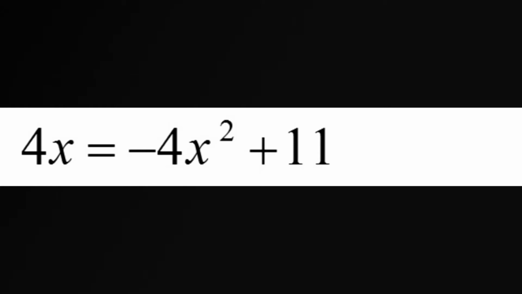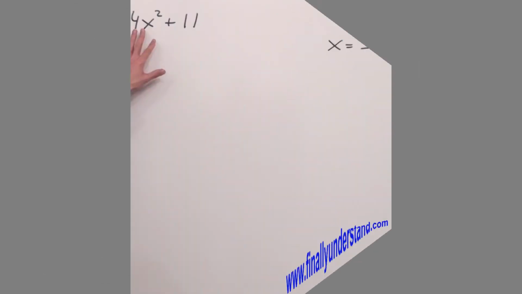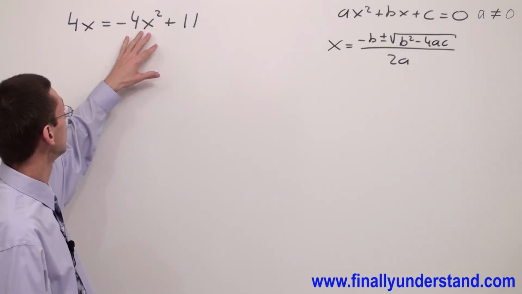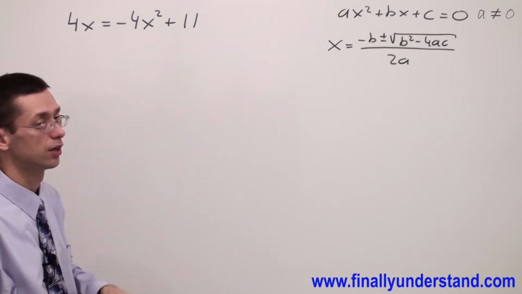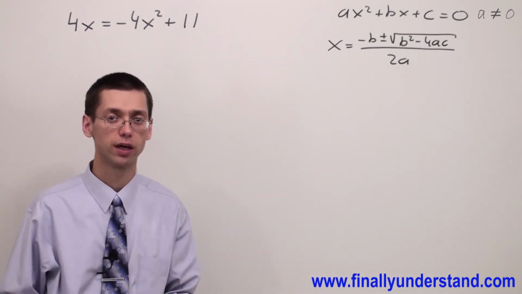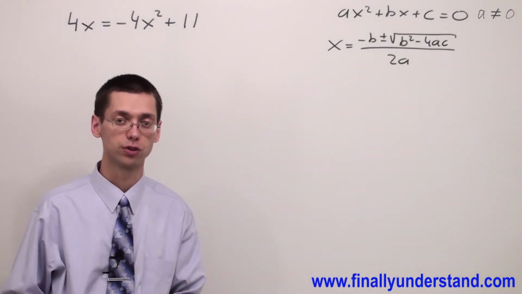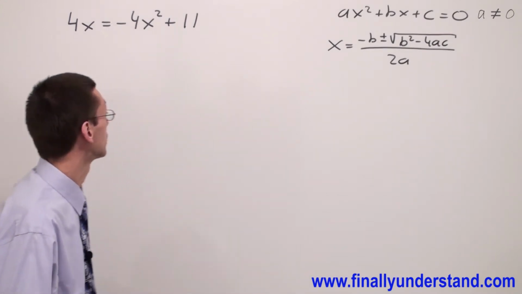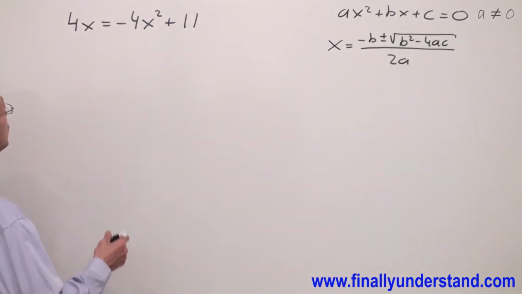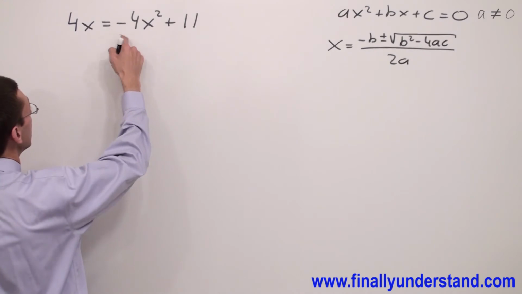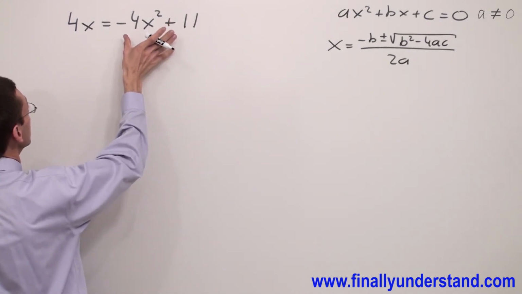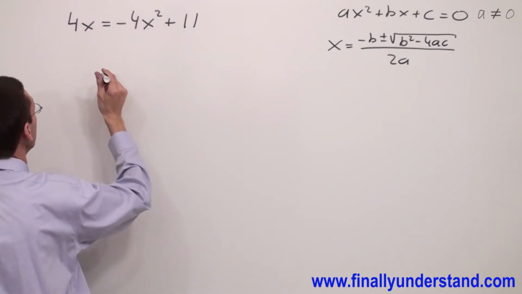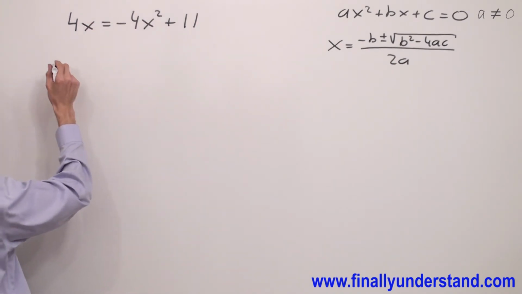Let's take a look at this example. Please notice that we have a second degree term on the right side of the equal sign and the coefficient of it is negative. I prefer to have positive coefficients if this is possible. That's why I'm going to move my right side of the equation to the left side. Okay? And let's take a look at what we're going to have.